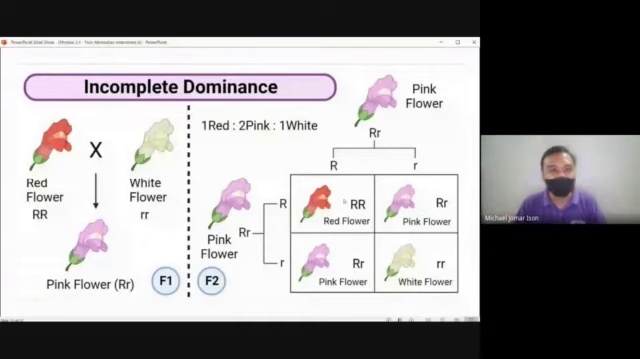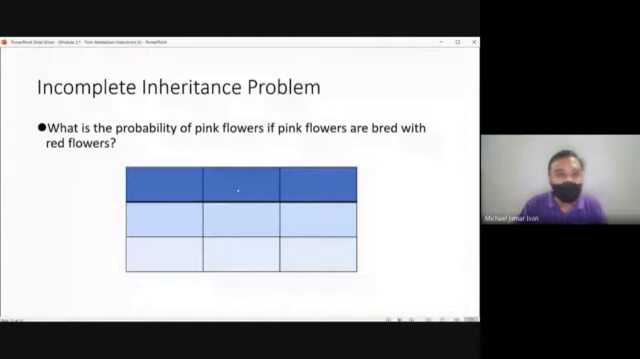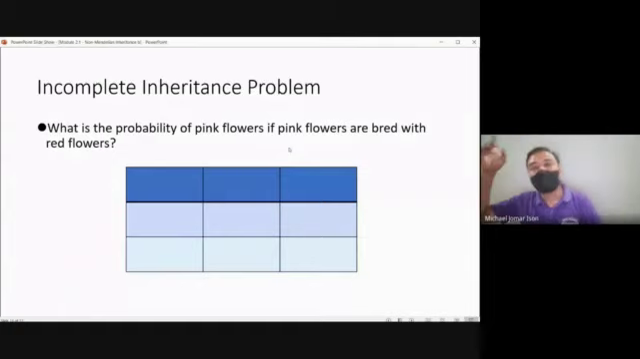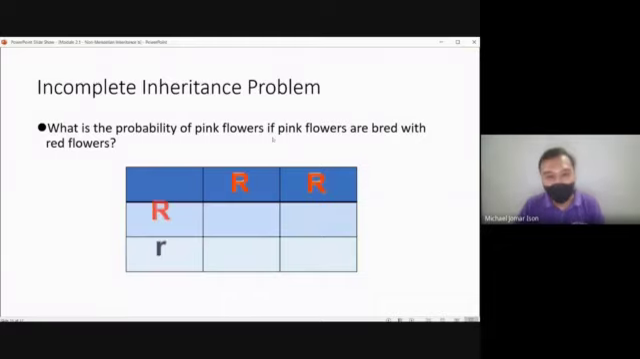Okay, here's another example. What is the probability of pink flowers if pink flowers are bred with red flowers? So in this case, if the pink, which is the F1 or the heterozygote, is crossed with a red flower, which is a homozygote, you will have this. The red will be big R, and the pink will be big R, small r. So simply combining them, the first pane is a big R and big R. The second pane is also big R and big R. The third pane is a big R and small r. And the last pane is a heterozygote, a big R and a small r.